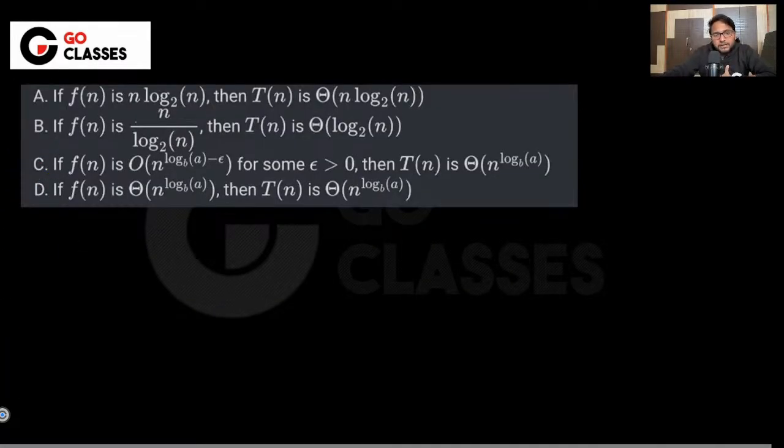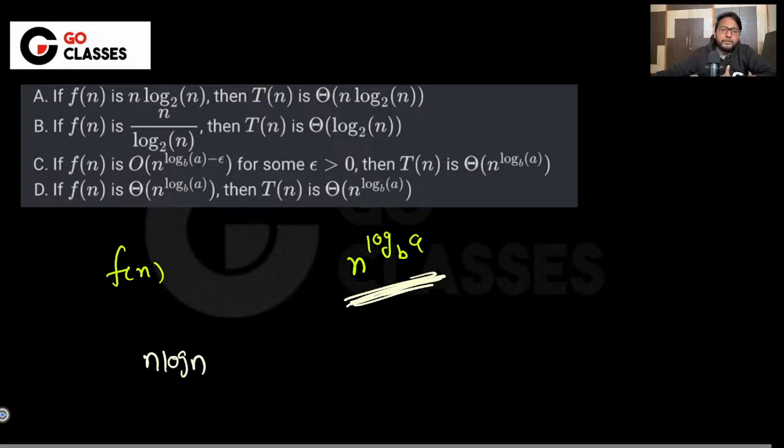So now they are saying f(n) and n power log base b a. They are saying if f(n) is n log n, then T(n) is O(n log n). Do you think so? No, it will depend on a and b. They have not given the values of a and b. Then it is n log n? No, I don't know. It will depend, right?